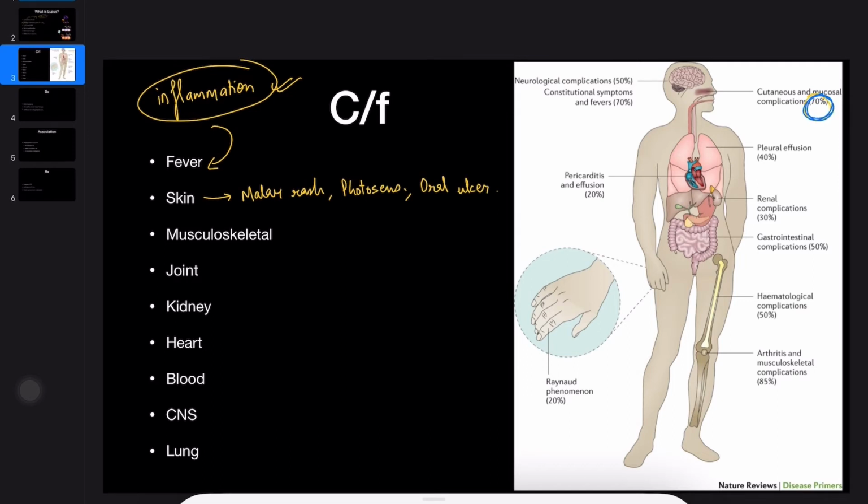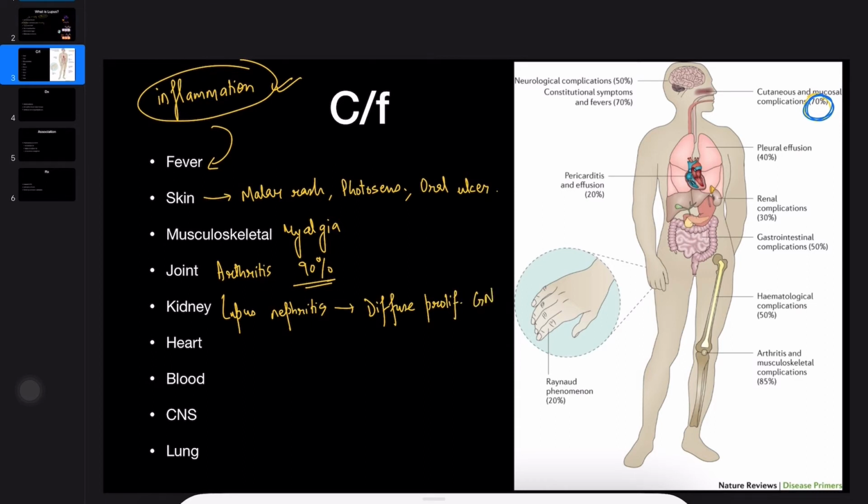So this is important. Then inflammation in the musculoskeletal system will present as muscle pain. In the joints, it will present as arthritis, which is seen in 90% of cases, by the way. In the kidney, it will present as lupus nephritis. Lupus nephritis can either be a nephritic syndrome or a nephrotic syndrome. More commonly, you will see a diffuse proliferative glomerulonephritis. Renal damage is the most common cause of death, so this is high yield.